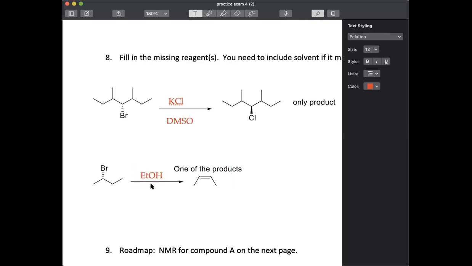Right, so remember this would do SN1 and E1. So you'll get the substitution products, you also get elimination products, right? So that's a good one. So you could do SN1 E1, or you could have done, what's something else you could have done?